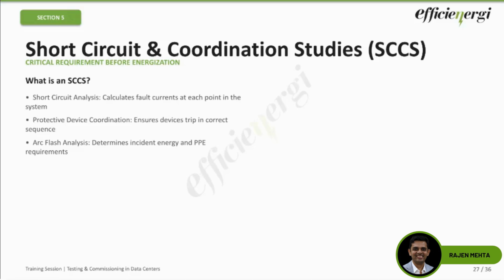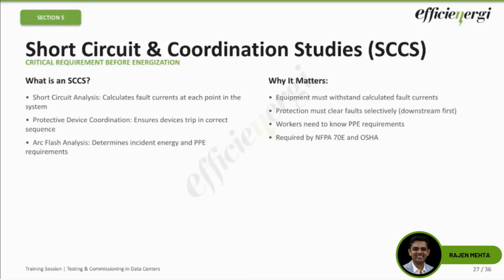Then third is arc-flash analysis. Here you are trying to calculate the incident energy which will be imposed on the equipment when an arc or a fault occurs, and how to keep the incident energy minimum by proper coordination. And whatever incident energy or whatever PPE is required to operate that panel, those labels are generated. So it's more of a life safety issue.